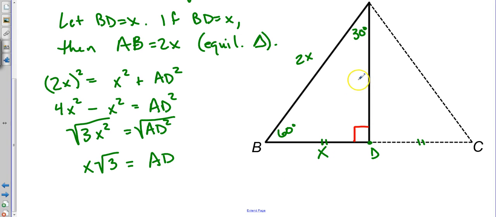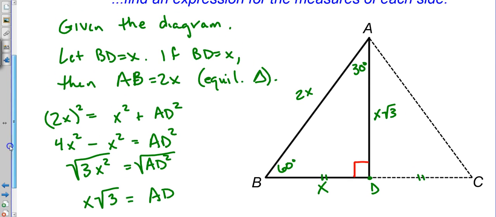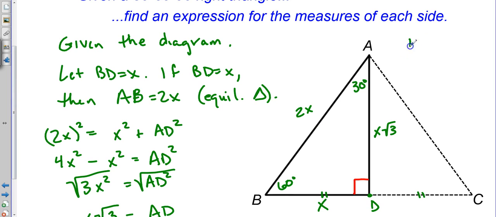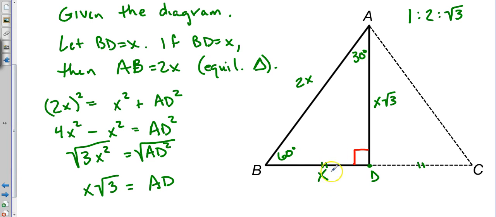Okay? So here's the key. We just showed that this works, x root 3. All right, there's a little bit of a pattern here. Here's the pattern. The ratio of these sides is going to be 1 to 2 to root 3. And the key is that we define this based on the side opposite that 30-degree angle.